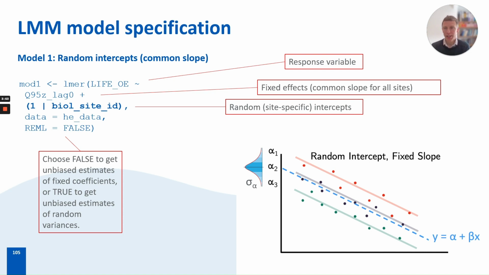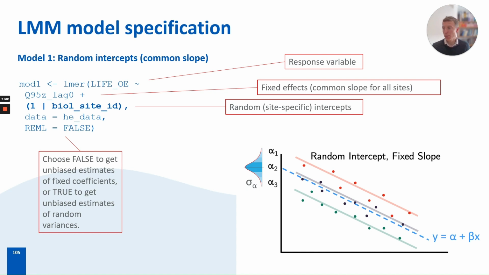The diagram on the screen here is a quick illustration of the model that we are fitting. We have a single global slope effect, so we have a global intercept and slope represented by the blue dashed line. But then we're also allowing the intercept to vary randomly from one site to another. So we're estimating a global intercept and slope coefficient, and we're also estimating how much variability there is among the intercepts from one site to another, and that's represented by this variance term, or sigma.